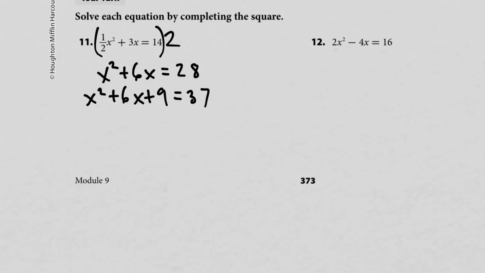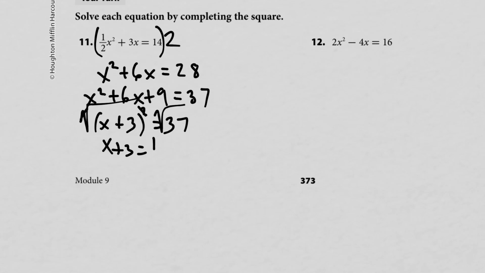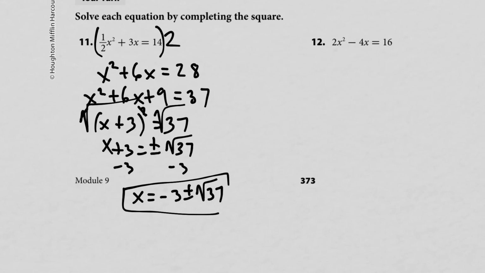Okay? Factor the left side. It's going to be x plus 3. Well, you should be more familiar with that step now. Take the square root of the first one, take the square root of the last one, keep the sign of the middle one. Equals 37, because 2 times 14 is 28, and then we added 9, so 37. Take the square root of both sides, and I get x plus 3 equals plus or minus radical 37. And then finally subtract 3. X equals negative 3 plus or minus radical 37. That is your final solution.